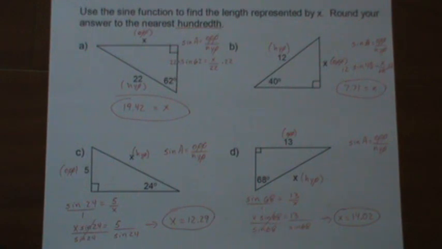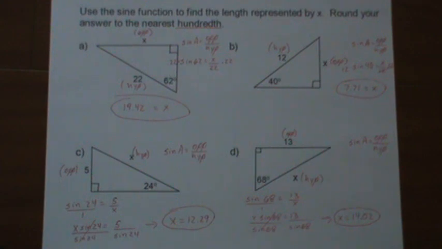In part D, I'm given that the opposite is 13. I'm given the hypotenuse is x, and I'm asked to find the hypotenuse. The angle measure that's given is 68 degrees. Again, opposite and hypotenuse, so I know it's sine. So I write down my sine formula. Sine of the angle equals opposite over hypotenuse. Sine of 68 is equal to 13 over x, 13 being the opposite, x being the hypotenuse.